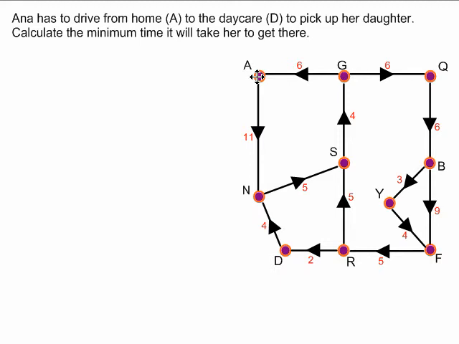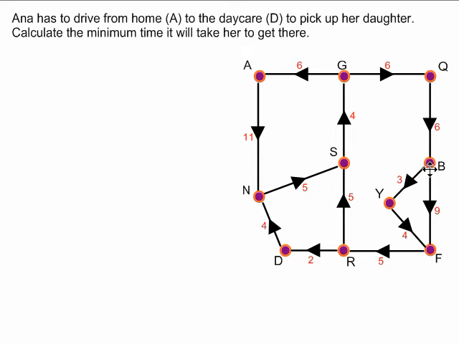Anna has no choice but to start by heading towards vertex N, which will take her 11 minutes. At that point, she's very close to the daycare, but she can't go directly there along this street because it goes in the wrong direction. She again has no choice but to follow this line from N to S, 5 more minutes. Similarly, she must go from S to G, from G to Q, and from Q to B.